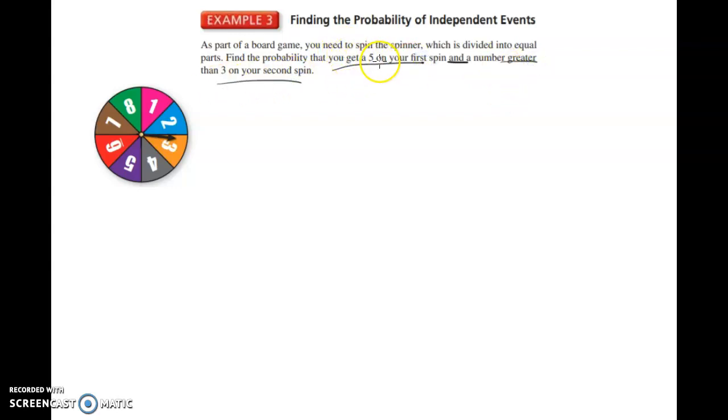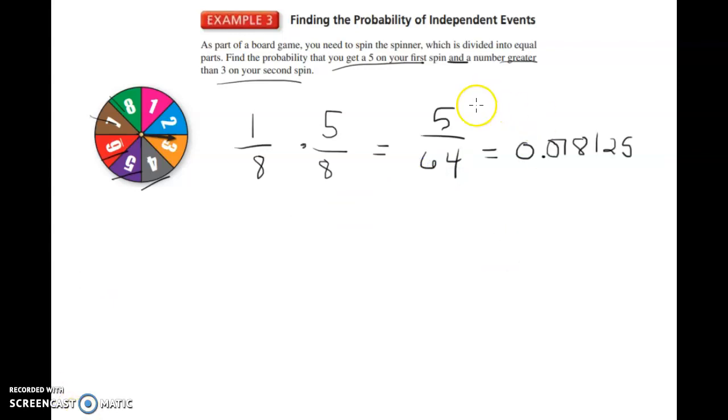Probability of the first one, you get a 5. There's 8 options, there's 1 five, so it'll be 1 over 8 times the probability of the second one, a number greater than 3. So that will be 4, 5, 6, 7, or 8. So we have 5 options out of 8, so times 5 over 8. So we will get 5 over 64. If you do 5 divided by 64, you would get 0.078125. So this is the probability.